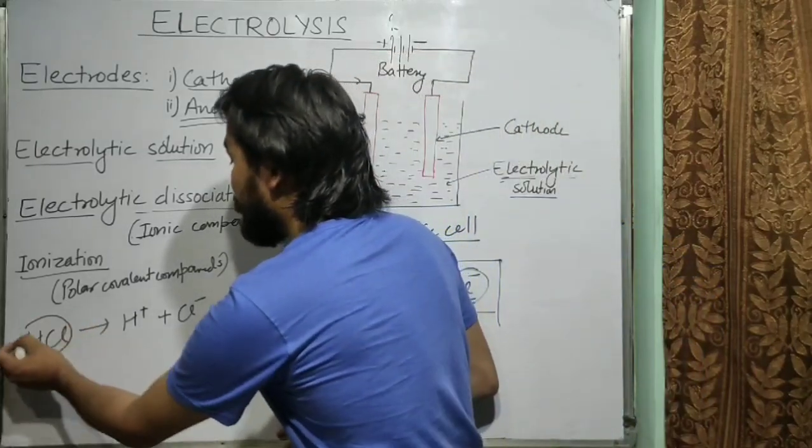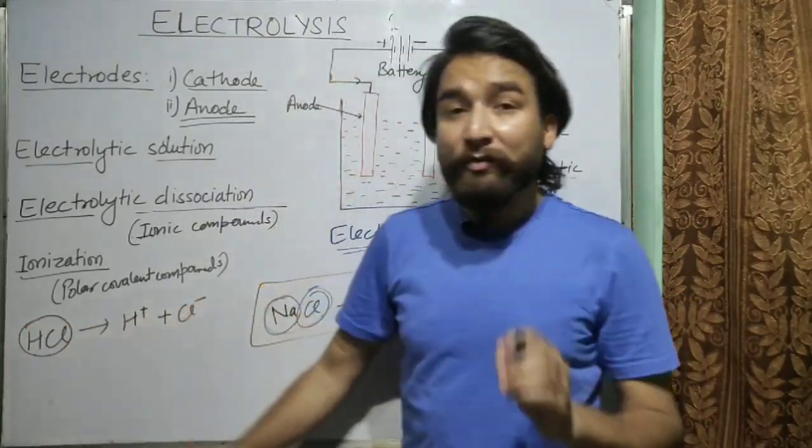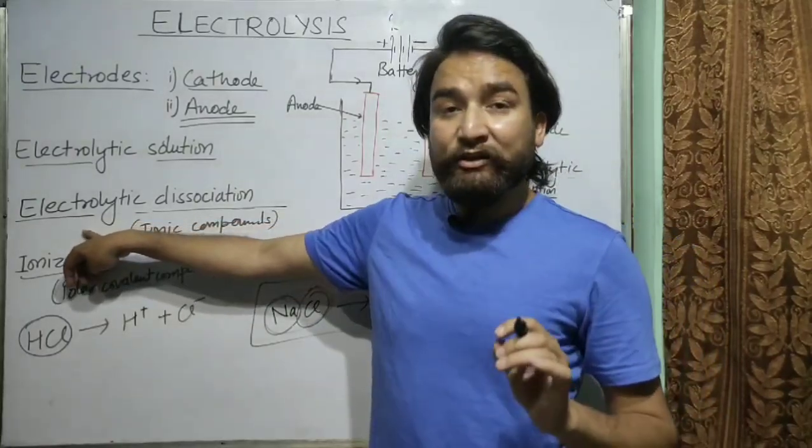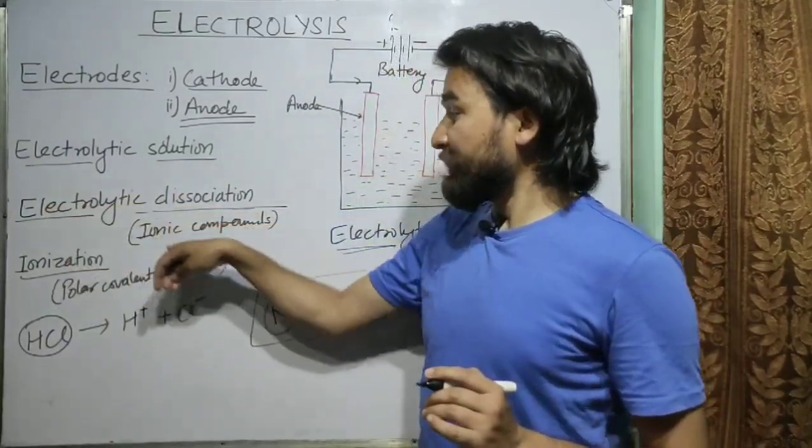So remember, here we have formation of ions, and in dissociation we have separation of ions. Ions are already present in ionic compounds.